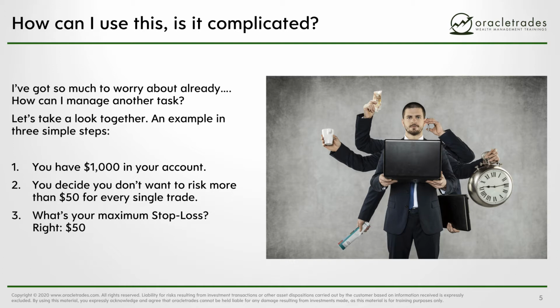Well, let's take a closer look together and have a view on an example in 3 simple steps that illustrates risk management. You have $1,000 in your account. You decide that you don't want to risk more than $50 for every single trade. What's your maximum stop loss? Right, $50. So while I appreciate it's a very simple example, this is often the reason inexperienced traders blow up their accounts. In fact, it's probably one of the most important reasons.